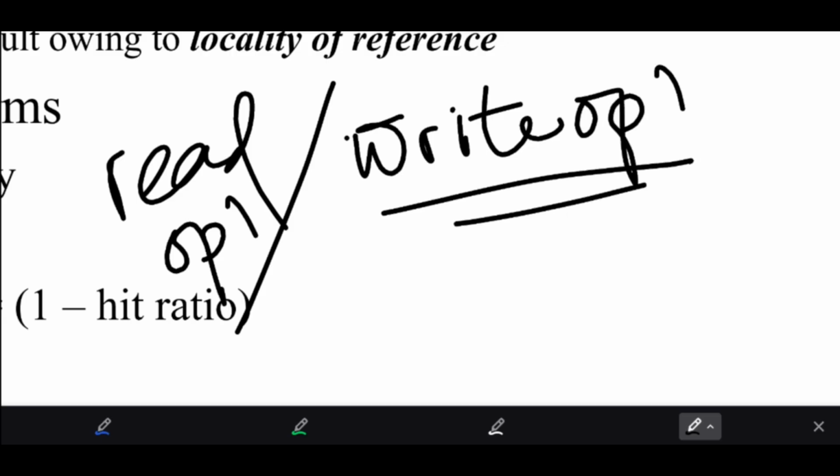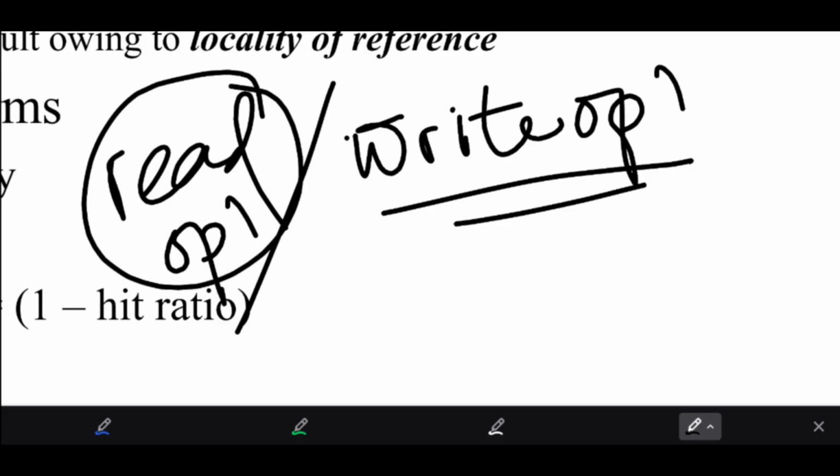When we read, while we are requesting data from our main memory, we are going to read in the cache memory. If the data is not present, then it is a read miss, or if data is present, it is a read hit or cache hit.